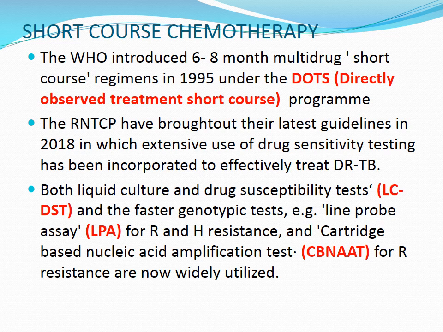The next test, which is carried out only for detecting rifampicin resistance, is CBNAAT. What is the long form? Cartridge based nucleic acid amplification test. You will cover this in more depth in the microbiology or medicine department.